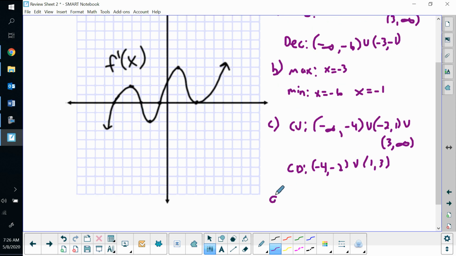And then lastly, the x values of the inflection points. That's when it changes concavity. So we started out concave up, it switched at negative 4. Negative 2 we switched. Positive 1 we switched. And then positive 3 we switched as well. So we had 4 x values of inflection points in the original graph.